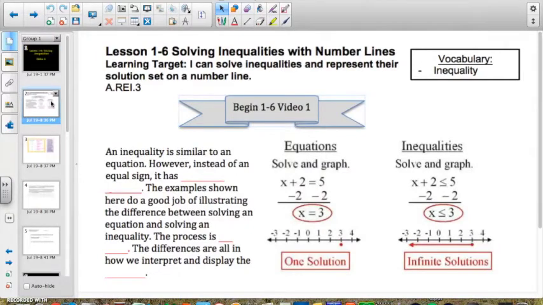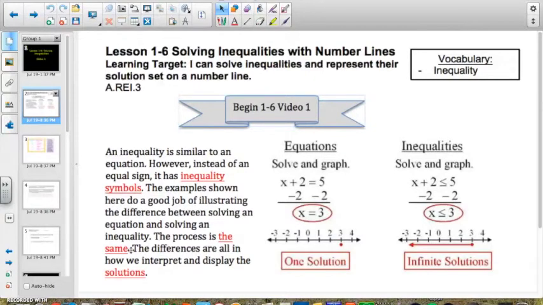Now, an inequality is very similar to an equation, but instead of using an equal sign, we have those 4 signs that I just mentioned. Now, these 2 examples on the right do a great job of illustrating the difference between what happens when we solve an equation and what happens when we solve an inequality. Our process for solving is going to be exactly the same, but the differences are all going to come in when we interpret our solutions.